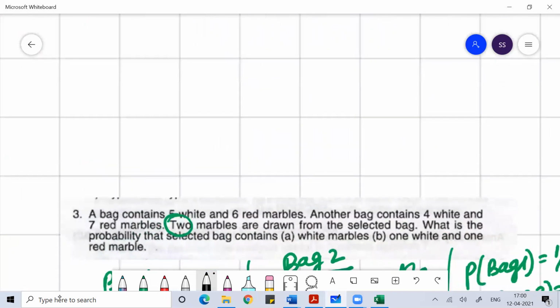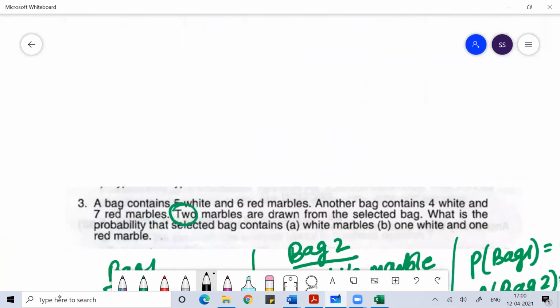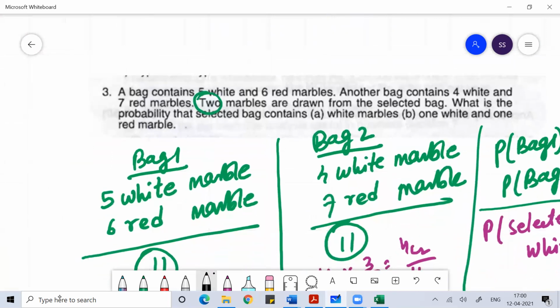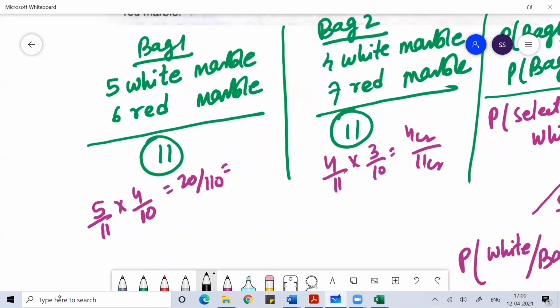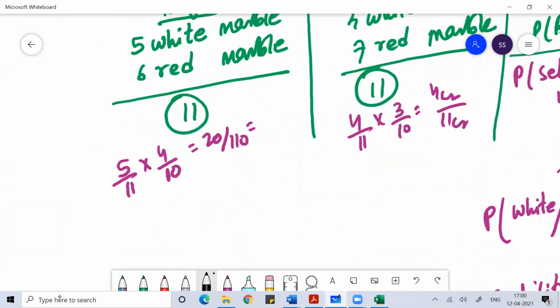Okay, this is 8 by 55. Question number 2: one white, one red marble. The same way we'll do one white, one red marble. So one white and one red marble. How will you select?